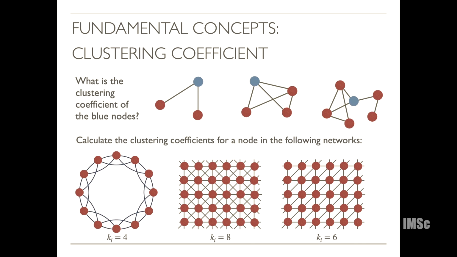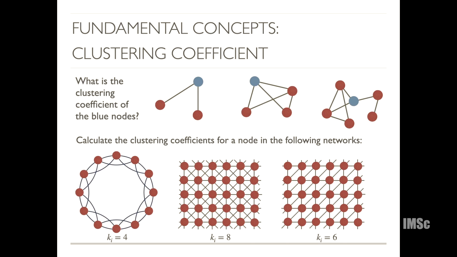What about here? There are three neighbors, and there's one connection between them, but the other connections are absent, so it's 1 by 3. What about here? Only these two have a link, so those 2 links are missing. That's very simple.